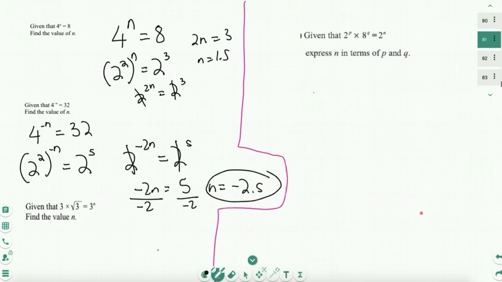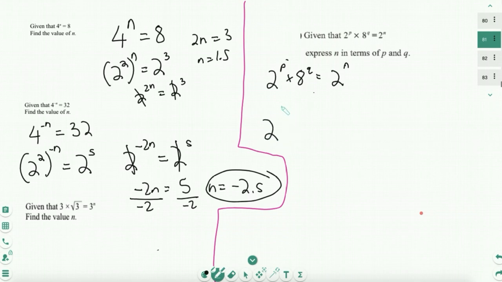When the question is asking to express n in terms of p and q, that means we have to make n the subject. So get n by itself. Let's write out our expression. So the first thing I noticed is that this is part of the indices topic. So 2 is being powered by p, 8 is being powered by q, and 2 is being powered by n. So first things first, I want to look for a common base because our bases are 2, 8, and 2. So let's find a number that powers to make 2 and a number that also powers to make 8. In this case, our common base can be 2.